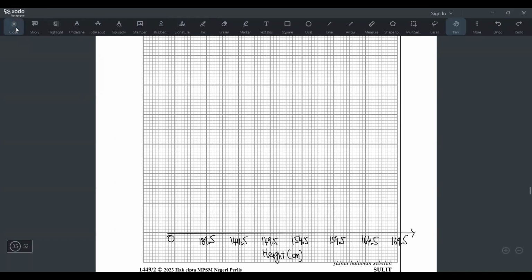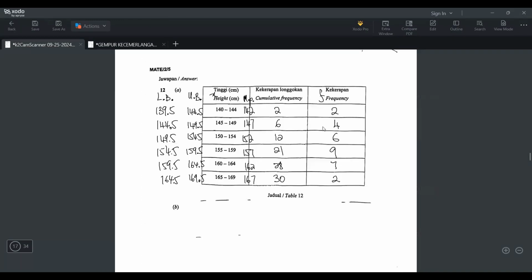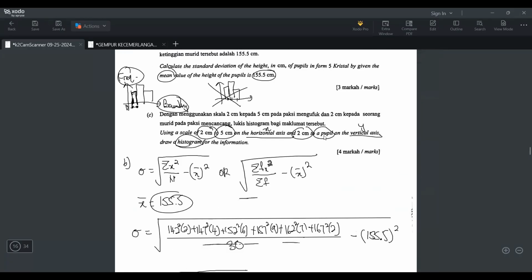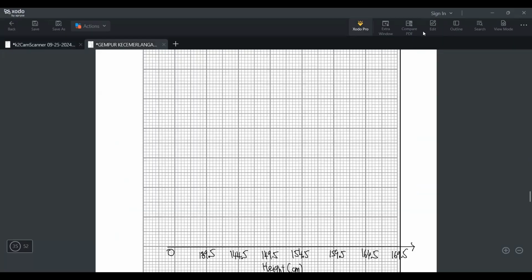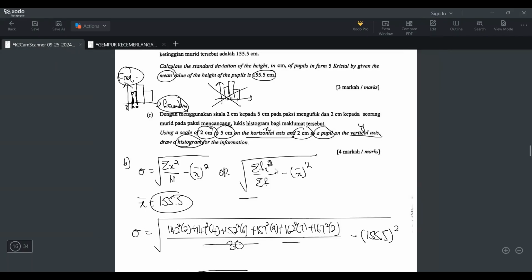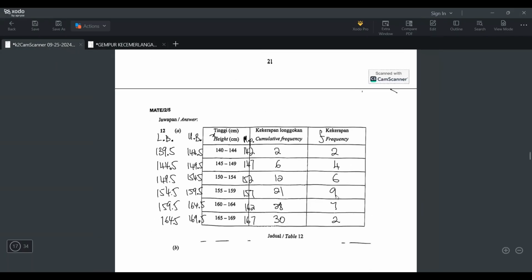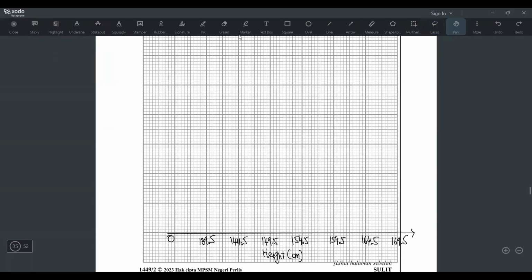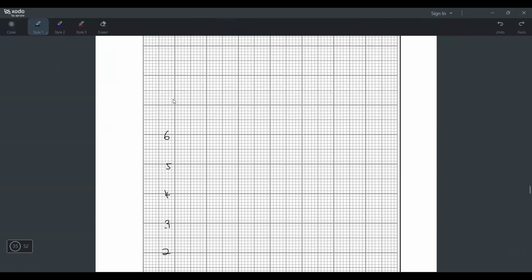Okay, now for the y-axis. For the y-axis, it has to be frequency, and they gave us the scale. The scale is 2 cm to 1 pupil on the y-axis. So you put 1 pupil, 1 pupil. But let's look at what's the highest. The highest frequency here is 9, right? So you will just go 1, 2, 3 until 9. So this is 1, 2, 3, 4, 5, 6, 7, 8, 9.